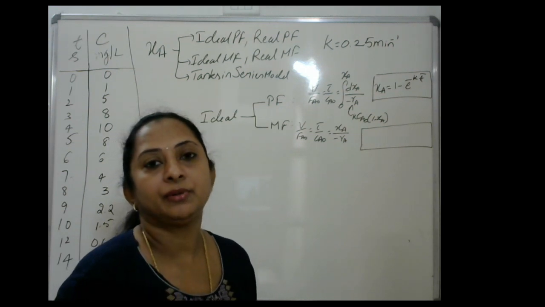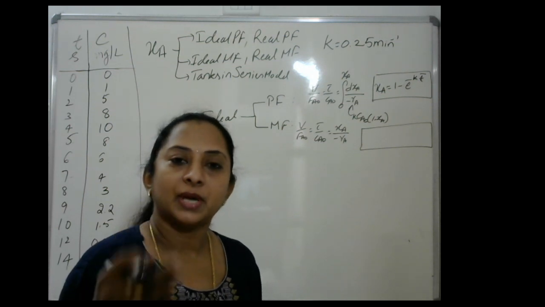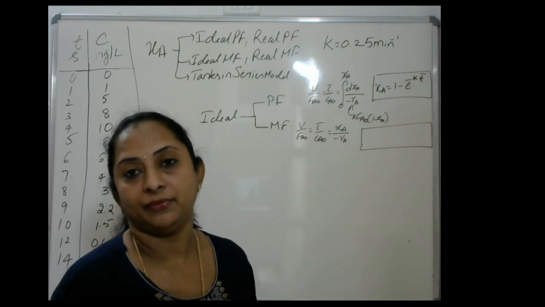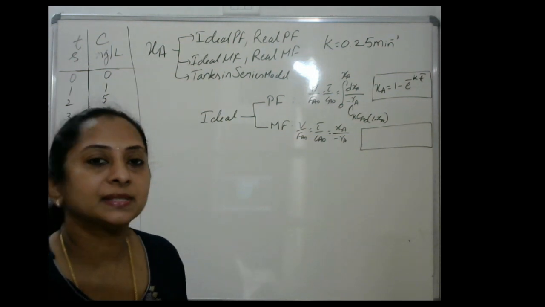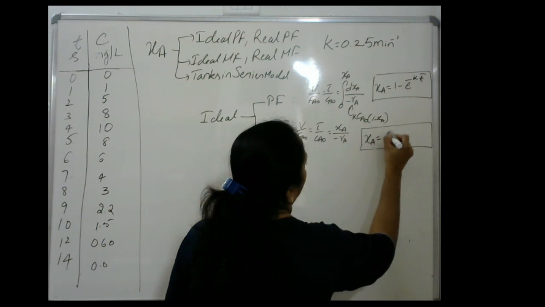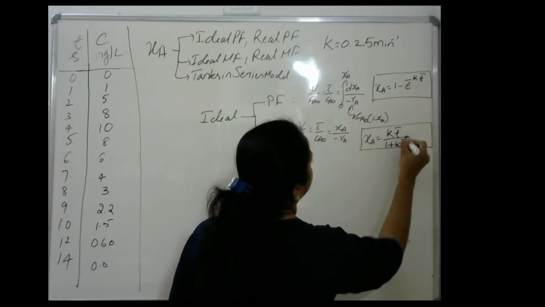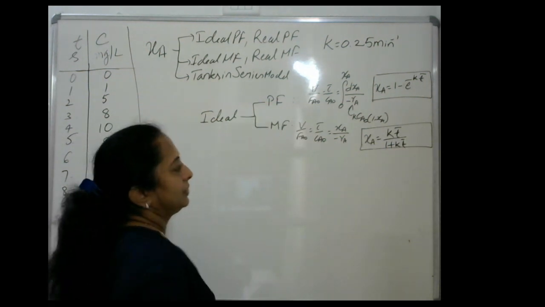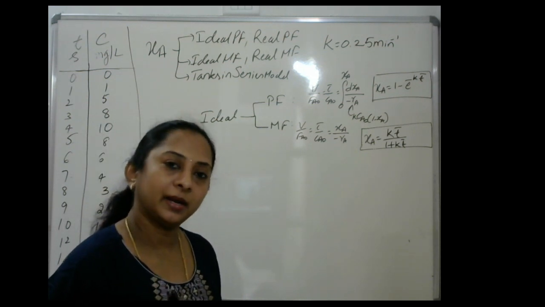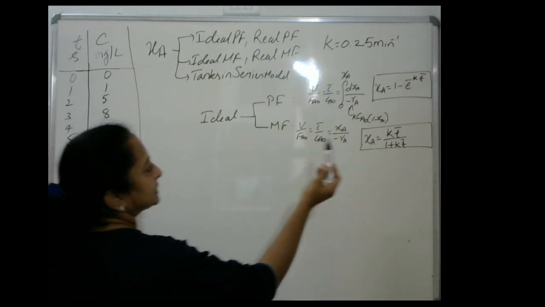I think it was in lecture video 2. For a first order reaction, whether it is an ideal MF or real MF, the conversion remains the same, and mathematically I had shown it. So Xa is equal to K T bar by 1 plus K T bar. So T bar, how to find T bar, I have already explained. I can explain that later on. So these are the equations.